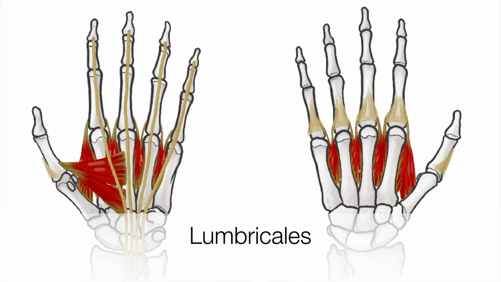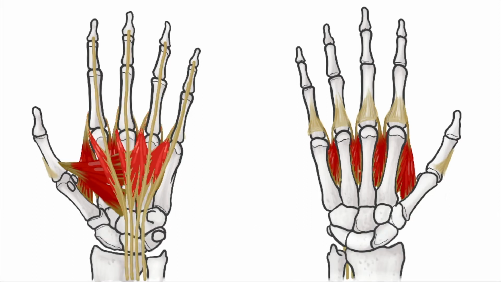The lumbricales originate on the tendon of flexor digitorum profundus and travel towards the dorsum of the hand to insert into the extensor hood of fingers 2 through 5.